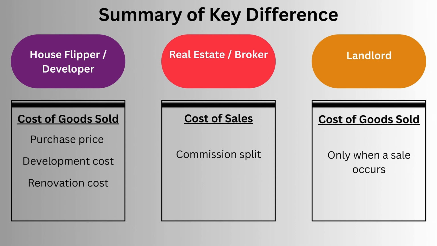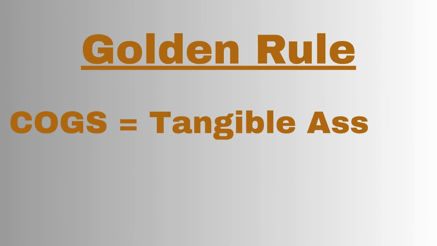The golden rule is this: you only have a cost of goods sold if you're selling a tangible asset that you previously owned and held as inventory. If you're providing a service, you have a cost of sales or cost of revenue. And that's how cost of goods sold works in the world of real estate. A simple concept, but with very important differences depending on your role.